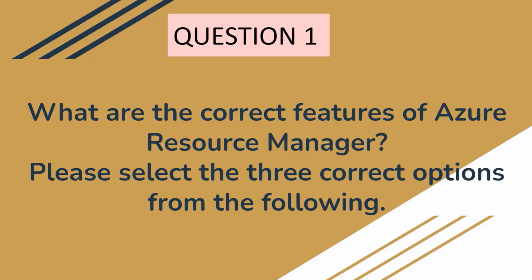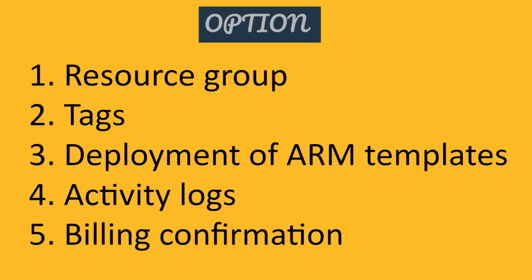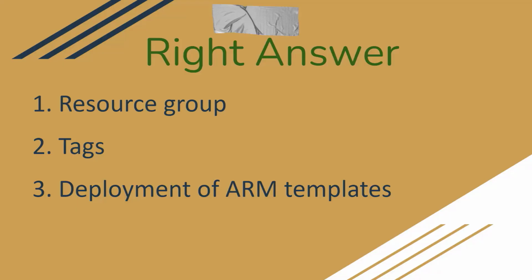What are the correct features of Azure Resource Manager? Please select the 3 correct options from the following. Option 1. Resource Group. 2. Tags. 3. Deployment of ARM templates. 4. Activity logs. 5. Billing confirmation. Right answer. 1. Resource Group. 2. Tags. 3. Deployment of ARM templates.